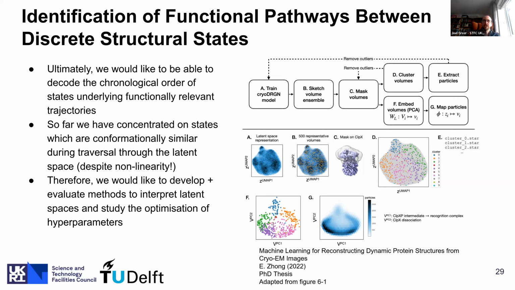However, latent space representations are inherently nonlinear and may depend on hyperparameters used during training. So therefore, we'd like to both develop and evaluate methods which seek to find continuous transitive pathways between states, as well as discrete conformational states themselves. One such example of that is cryoDRGN's conformational landscape analysis, but I won't go through that now, just in the interest of time.